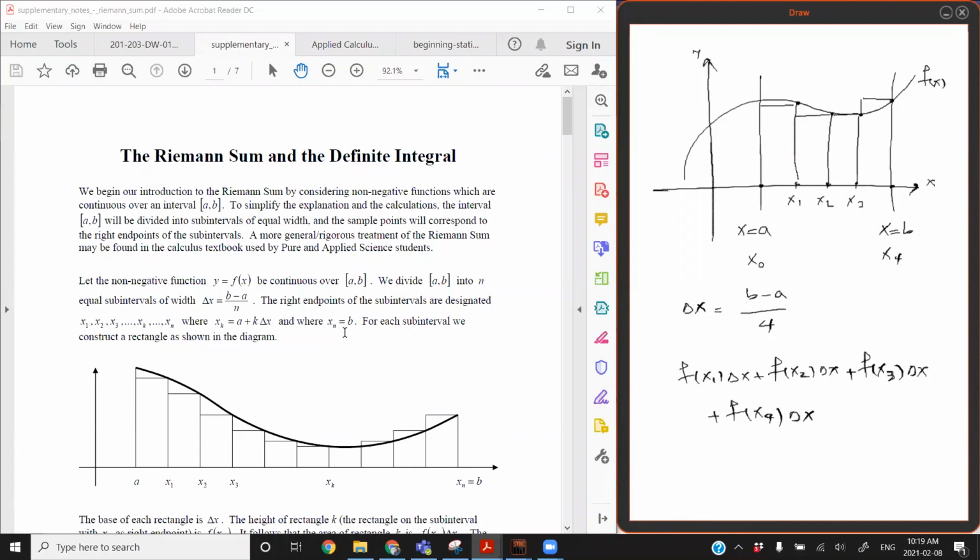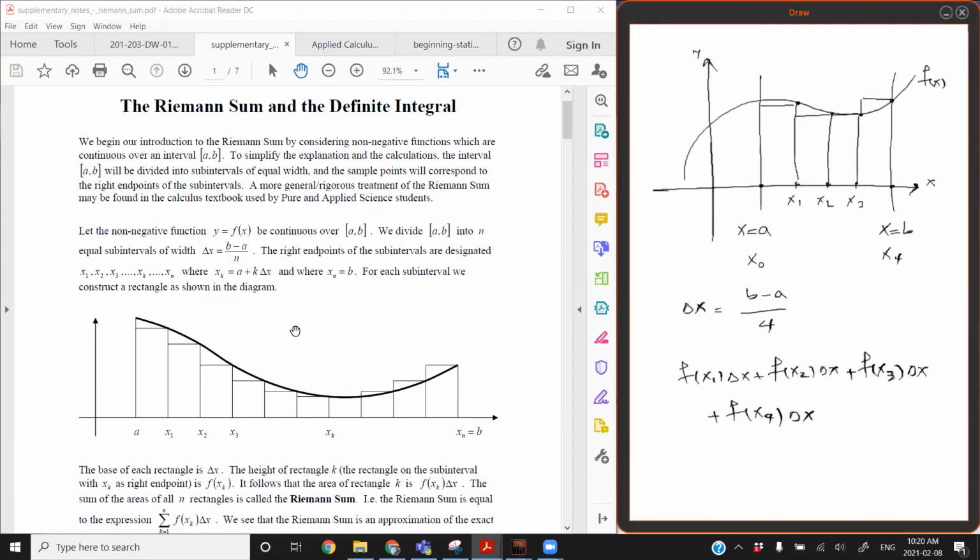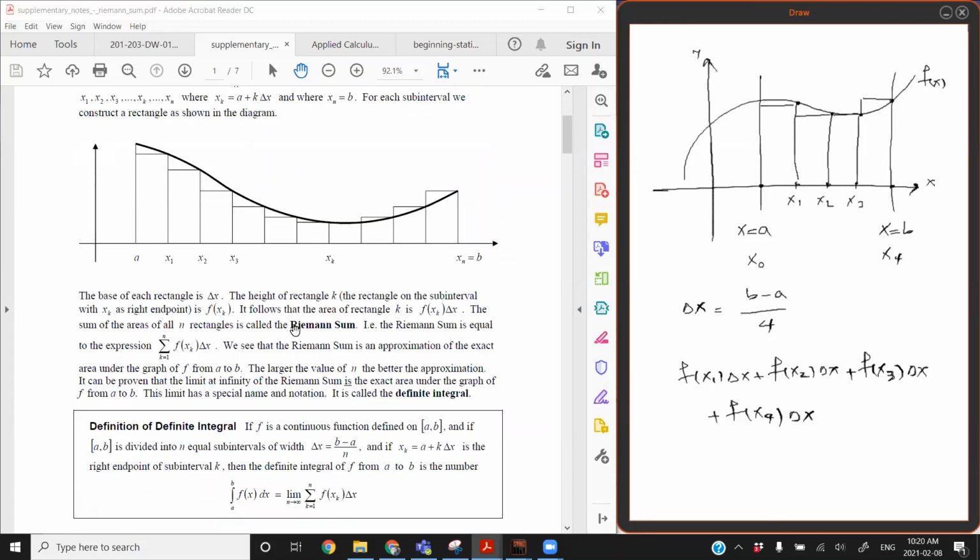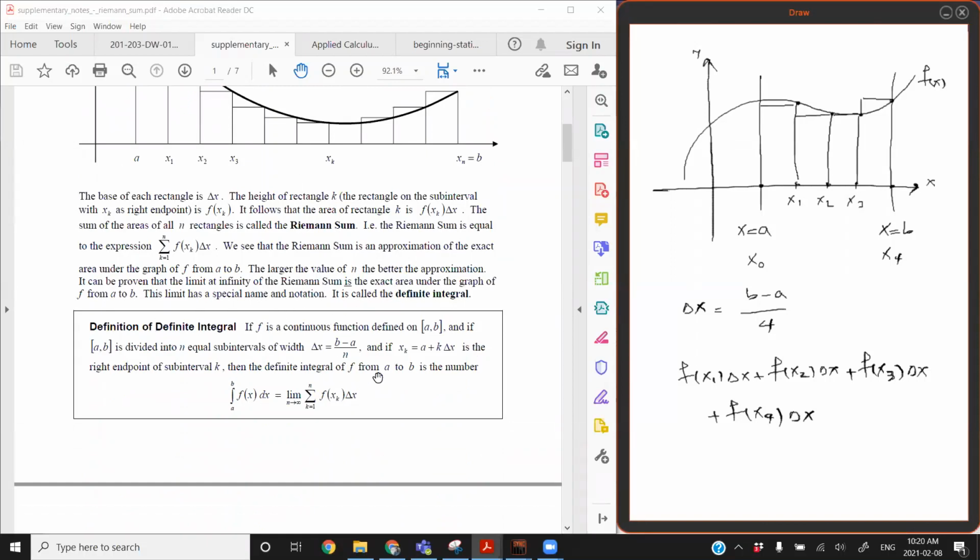Now, how can I get the best approximation, or actually, how can I get the exact value? I need to increase the number of rectangles into infinity. So if I have infinitely many rectangles, then the approximation becomes actually exact. So this is the idea behind the Riemann sum. And here's the definition for that. This is the definition of a definite integral.